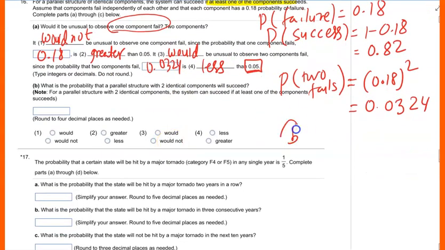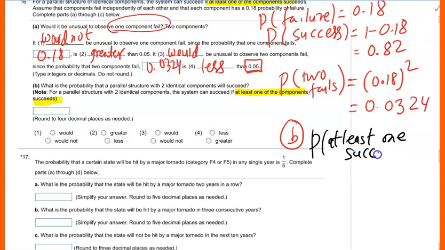For part B, what's the probability that the parallel structure with two identical components will succeed? To succeed, the system can succeed if at least one of the components succeeds. Therefore, you are looking for the probability that at least one succeeds. For part B, the probability of at least one succeeding equals 1 minus the probability of none succeeding, right?